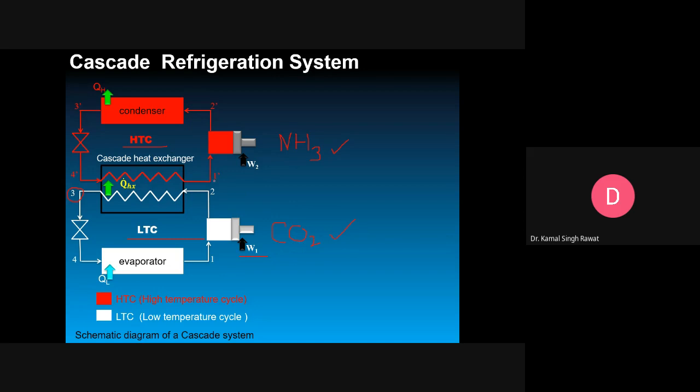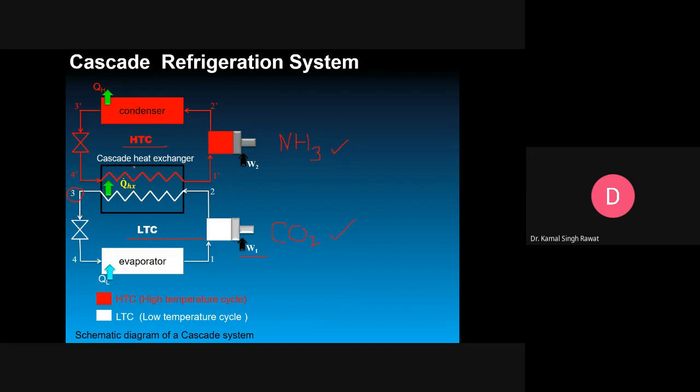Okay. So at point 1, we have saturated vapor of ammonia, and this is sent into the compressor where it gets compressed. And at point 2, we have superheated vapor. This superheated vapor rejects its heat in the condenser to the environment. Okay. So at point 3 dash, we have saturated liquid, and this saturated liquid expands through the expansion valve. At point 4, the pressure is reduced, and we have a liquid plus vapor mixture, which enters the cascade heat exchanger.